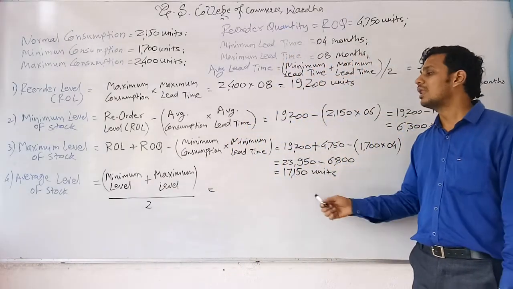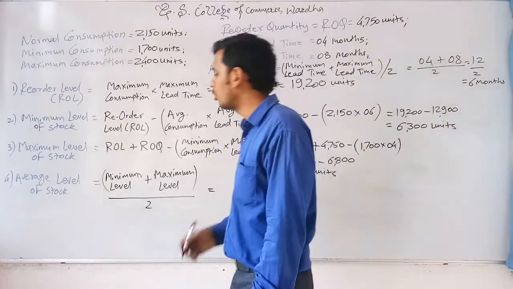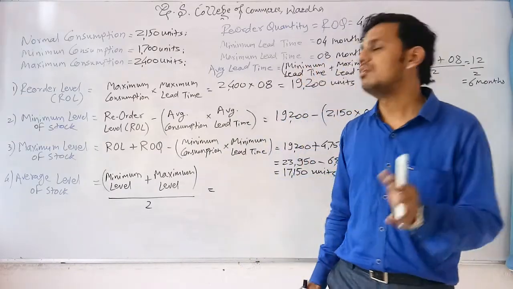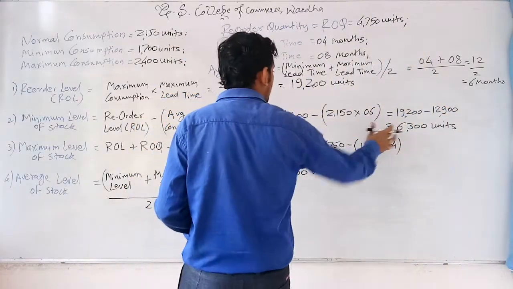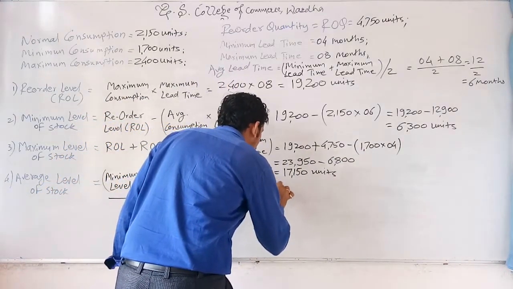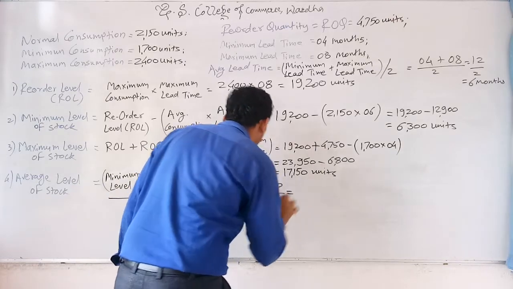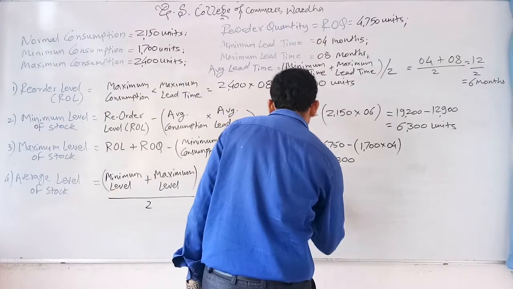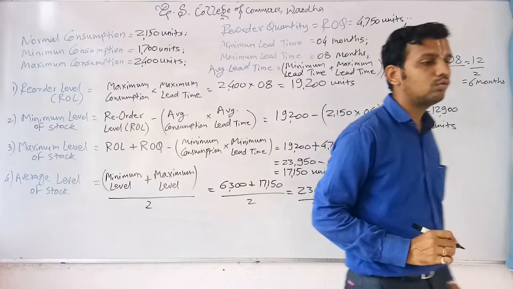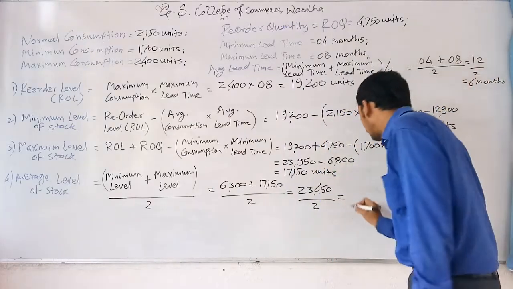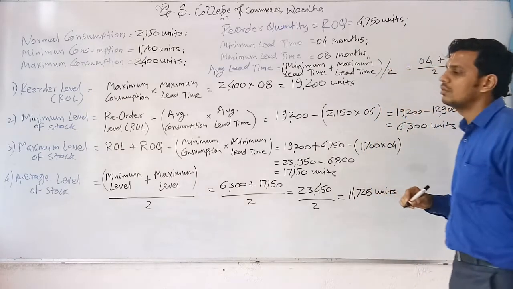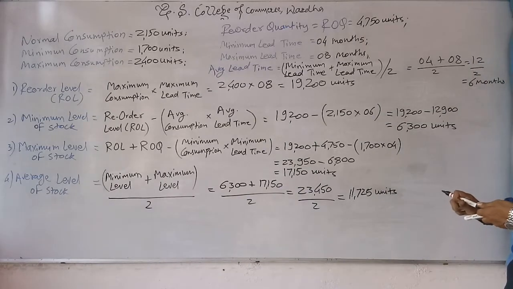Lastly, we have to find out average level of stock. The formula for calculation of average level of stock is minimum level of stock plus maximum level of stock divided by 2. Here the minimum level we have calculated is 6,300 units plus maximum level 17,150 units divided by 2. Our answer is 23,450 divided by 2, that is 11,725 units.